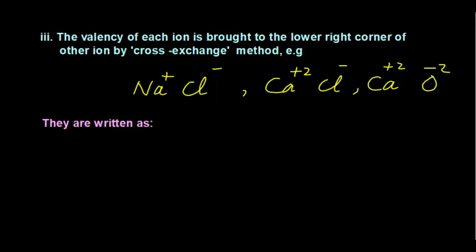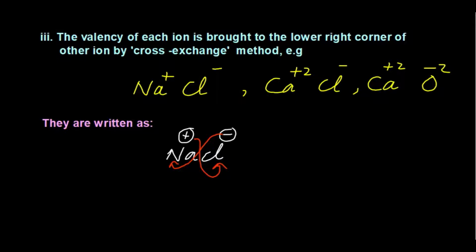sodium. We cross the valency of sodium and chloride. In NaCl, sodium is +1 while chloride is -1. So we cross their valencies like this: the valency of chloride is written over here while the valency of sodium is written over here.